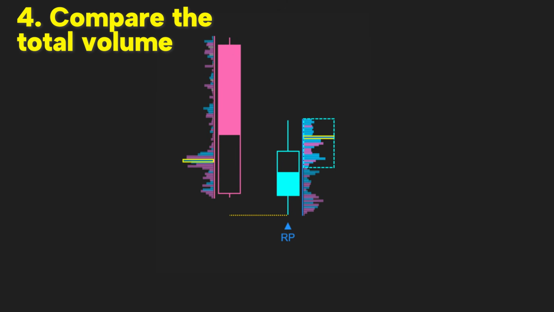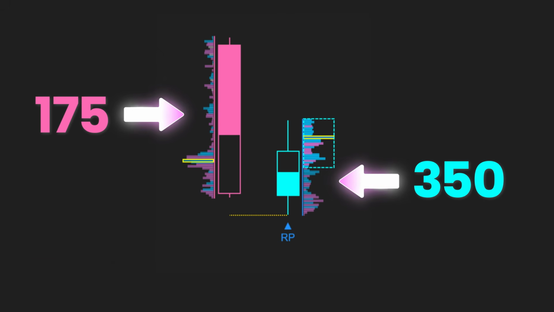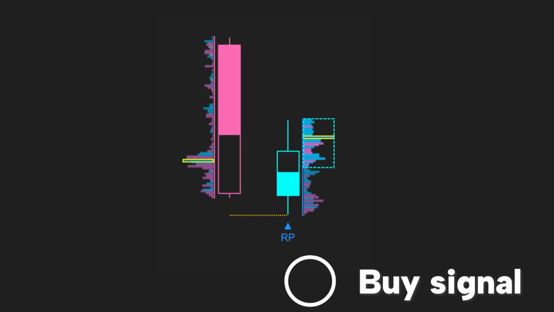Finally, the indicator compares the total volume of the signal candle with the volume of the previous candle. If the signal candle shows higher overall volume, it indicates increasing buying pressure. When this condition is met, a buy signal is triggered and displayed on the chart.